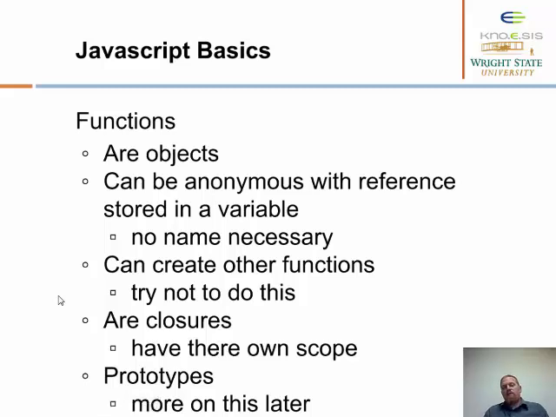Alright, let's move on to functions. Functions, like almost everything in JavaScript, are objects. They can be anonymous, which means that we don't need to give the function a name. We can say var f equals function, and that will store a reference to the function in the variable f. We can create other functions within functions, and that's usually not a good idea, especially if you do it in a loop, because then you're creating functions at random and you might not know it. Functions are closures, they have their own scope. That's what likens it to a functional language. And functions inherit from prototypes, but we'll talk about that later.